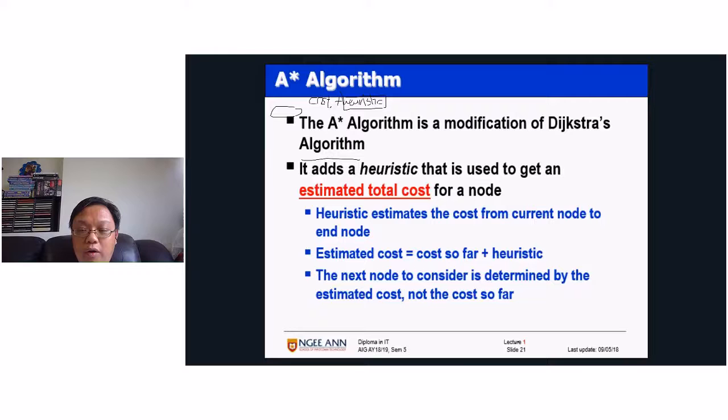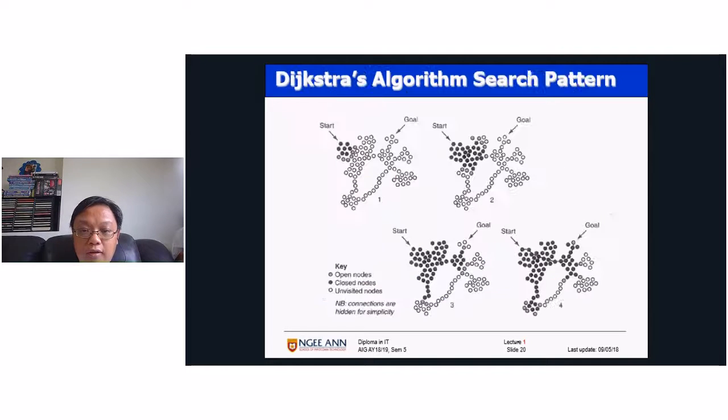Alright, what we're basically saying is that if you look at this graph, instead of just choosing the one with the lowest cost so far, we want to find the one that is most likely to be on the shortest path. And the heuristic is going to help us to do that. All right.